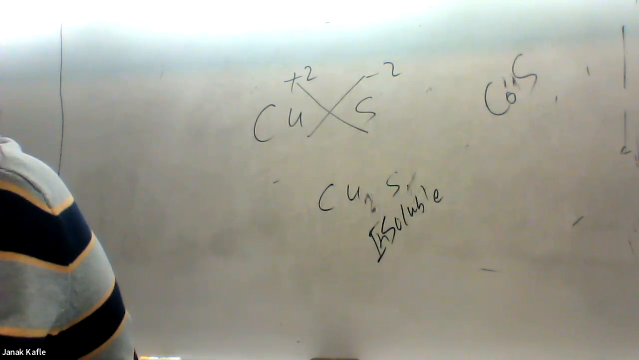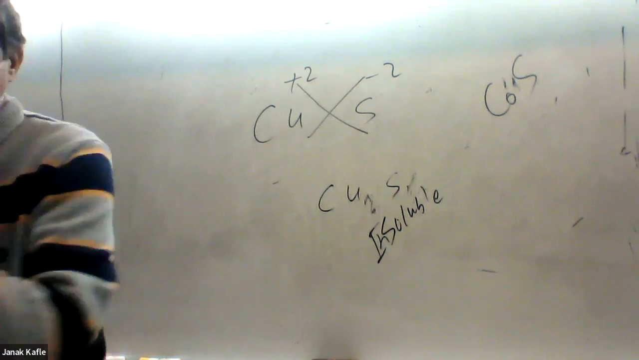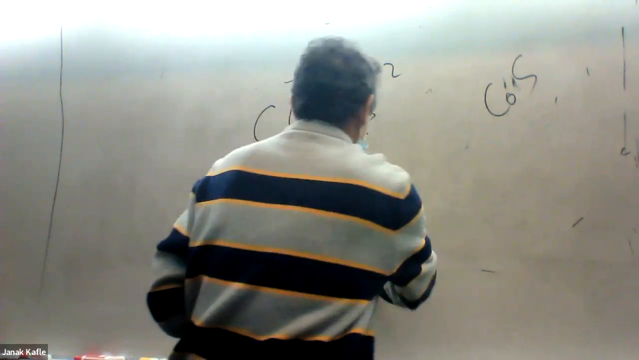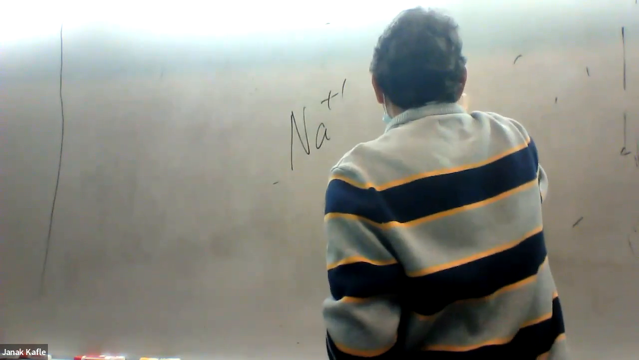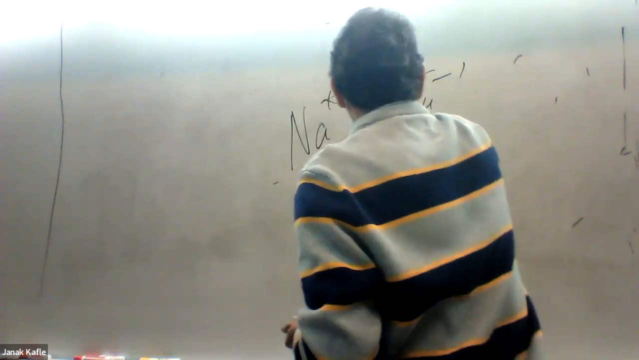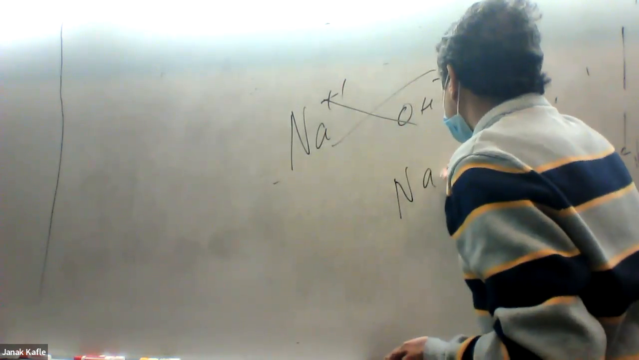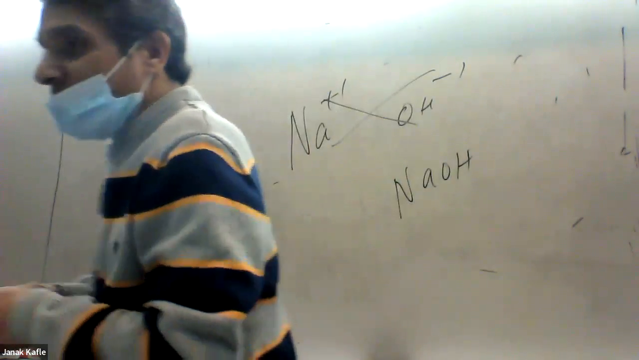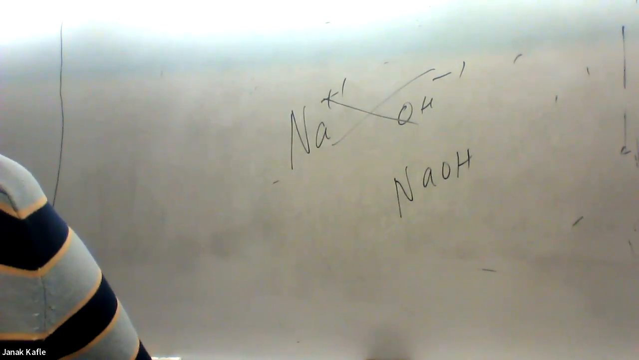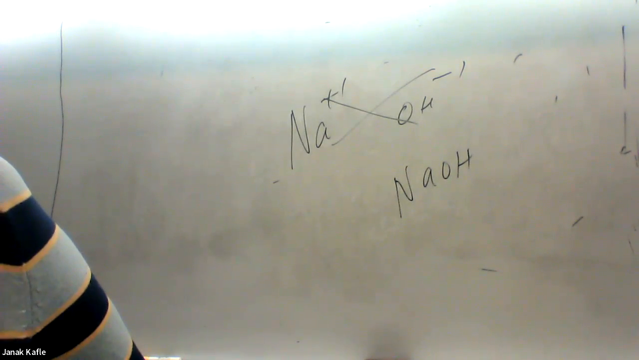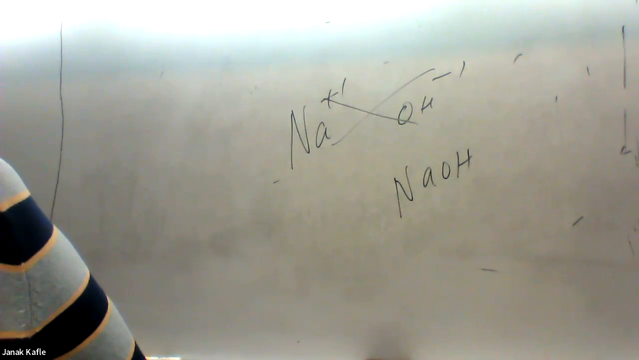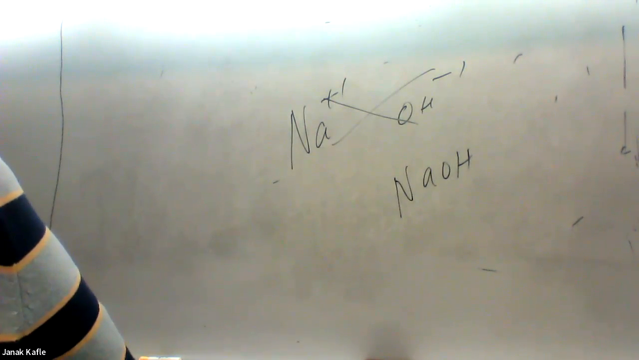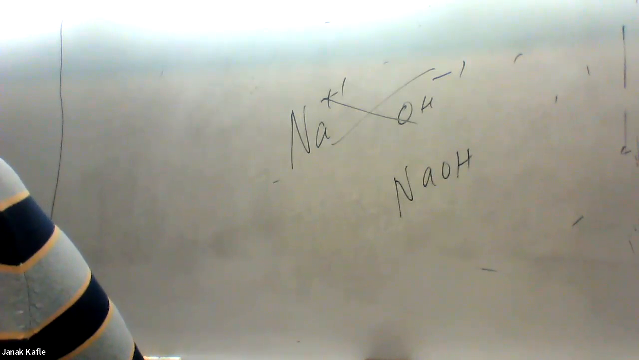Let's say I write Na and OH here. Is it soluble or not soluble? Let's practice this one. Na is +1, OH is -1. So NaOH. If you look at the chart there, Na is right here, and OH is right here. So this is soluble, right? NaOH is soluble.